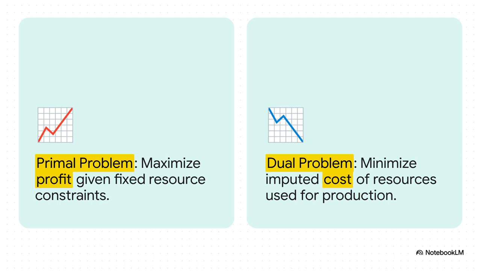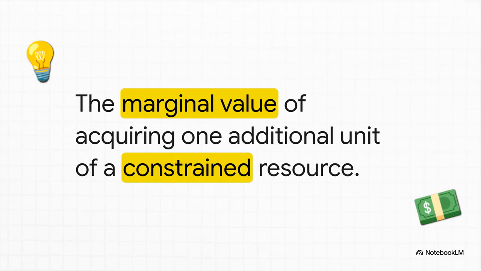But every primal maximization problem is intrinsically linked to a hidden corresponding dual problem. The dual problem seeks to minimize the total imputed cost of resources, ensuring that the implicit value of the resources used equals or exceeds the profit derived from producing the goods. They are essentially two sides of the exact same LP coin. The optimal values we get from solving that dual problem are known as shadow prices. The shadow price represents the marginal economic value of acquiring one additional unit of a constrained resource.